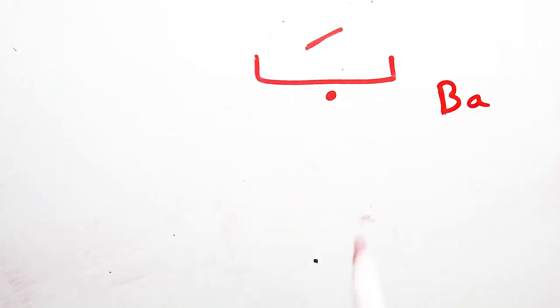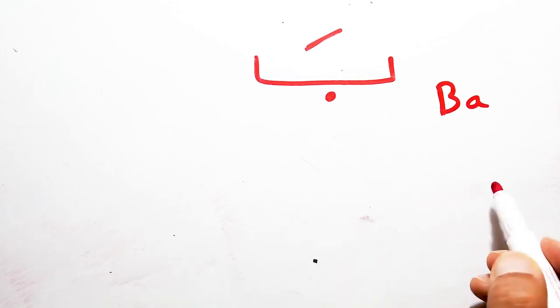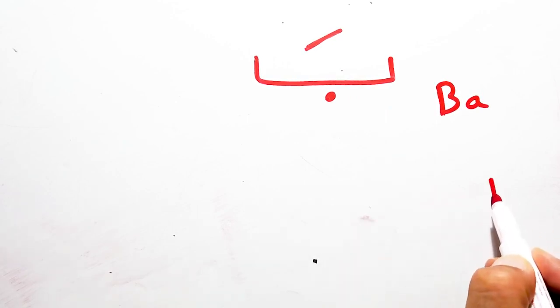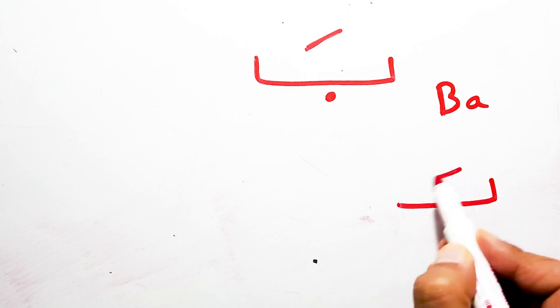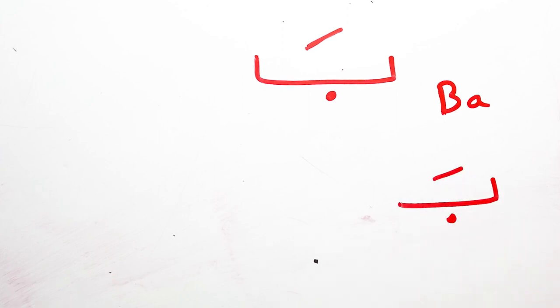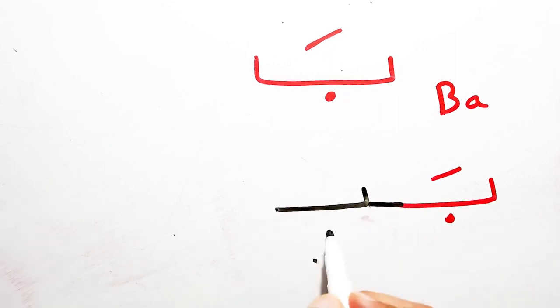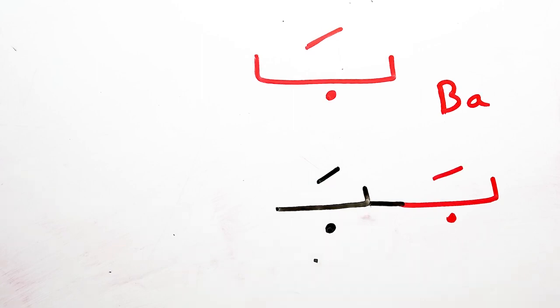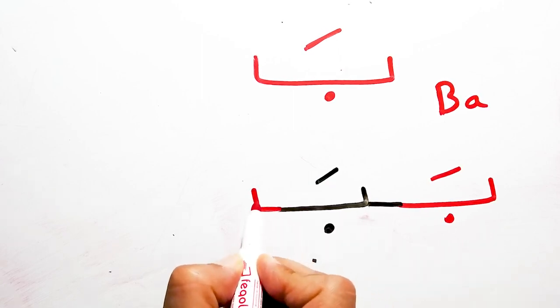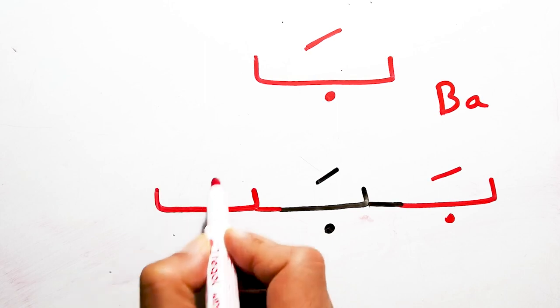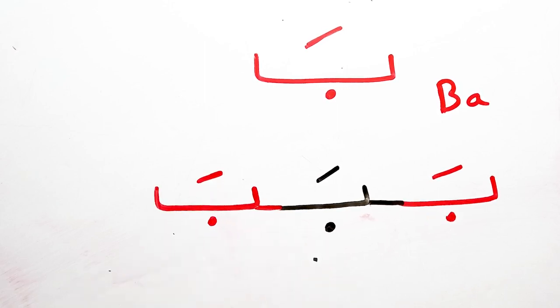Okay, let's see the shapes of b. B in the beginning of the word is like this. So this is B in the beginning of the word. Let's see B in the middle of the word. It is like this. It's here. So now we have B, B. Let's see the shape of B in the end of the word. So now we have B, B, B.